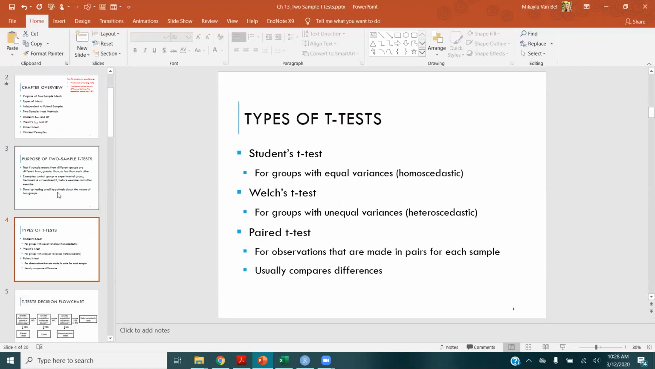There are three types of two sample t-tests. The first is called a student's t-test, and this is used for two sample groups with equal variances, otherwise called homoscedastic or homogeneous, that is measured by the f-test. The second type of test is called a Welch's t-test, and this is for groups with unequal variances. Finally, we have the paired t-test, and this is only used for observations that are made in pairs for each sample. And the paired t-test usually compares differences between the groups rather than the two groups directly.